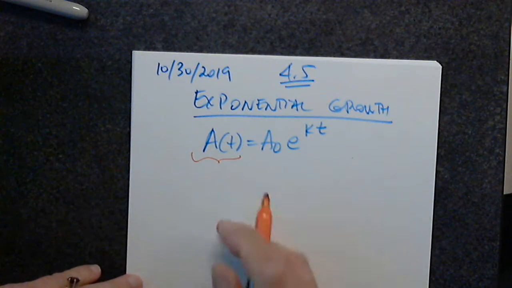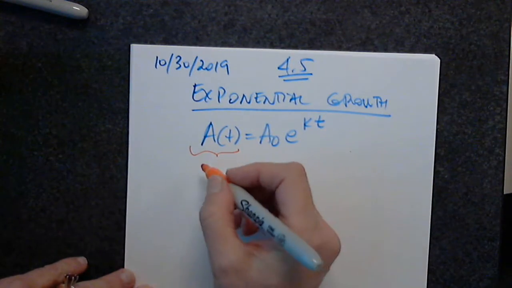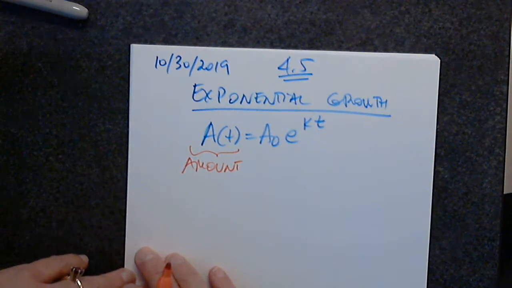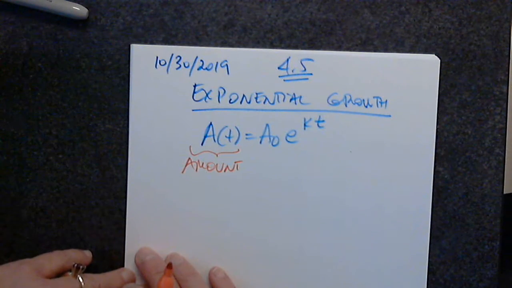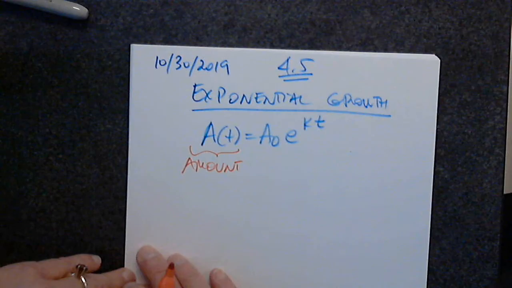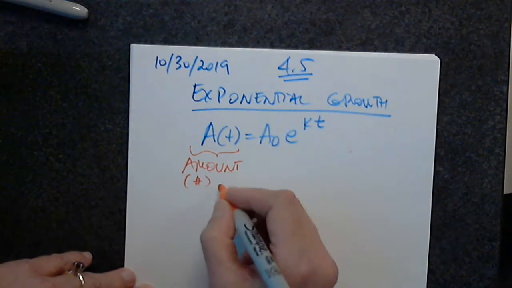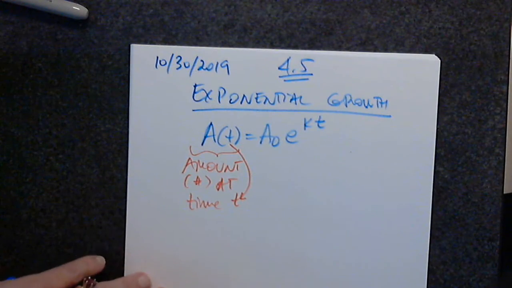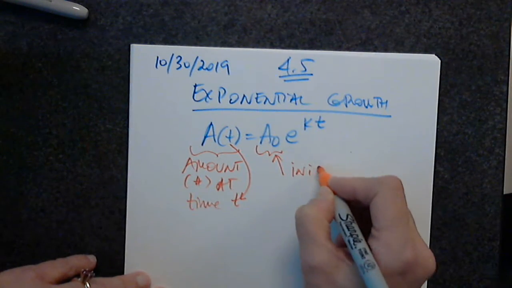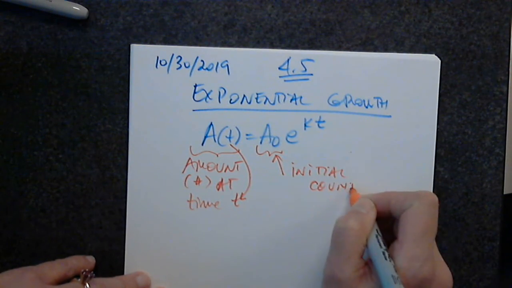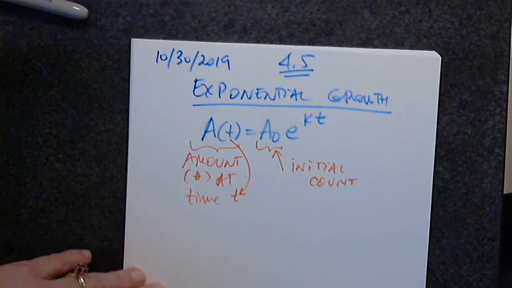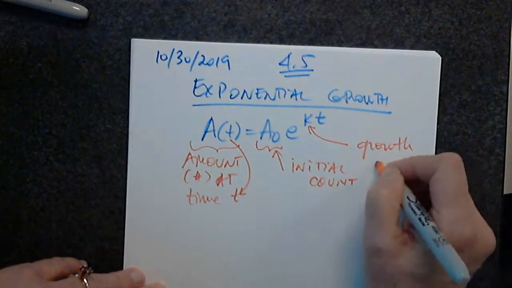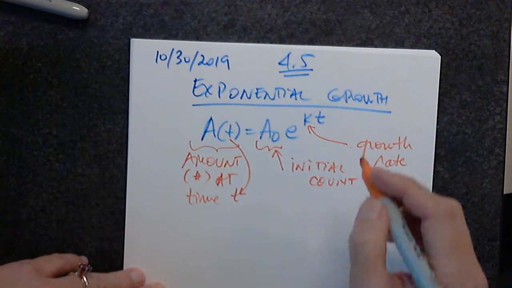This is from before that we know. A of t is the amount of bacteria, amount of birds, number of fish, number of mice, rabbits, etc., the amount or number at time t. A sub 0, of course, is the initial count, the initial number, birds, rats, people, whatever. K is the growth rate. T is time.